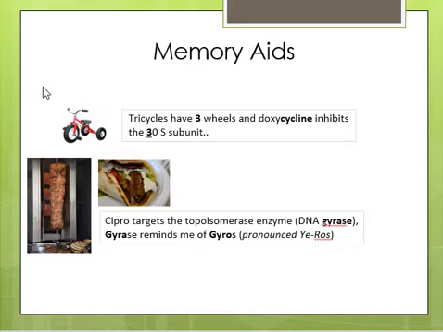And of course, anytime you can apply it to food, especially here in Chicago, gyrase reminds me of gyros. I think you would call it gyros, but in Greek it's pronounced gyros. I'm Greek, so I know. And whenever I can have one, they're good, except a little too much garlic for some people. So those are just 2 cool memory aids that I came up with to help you guys remember.